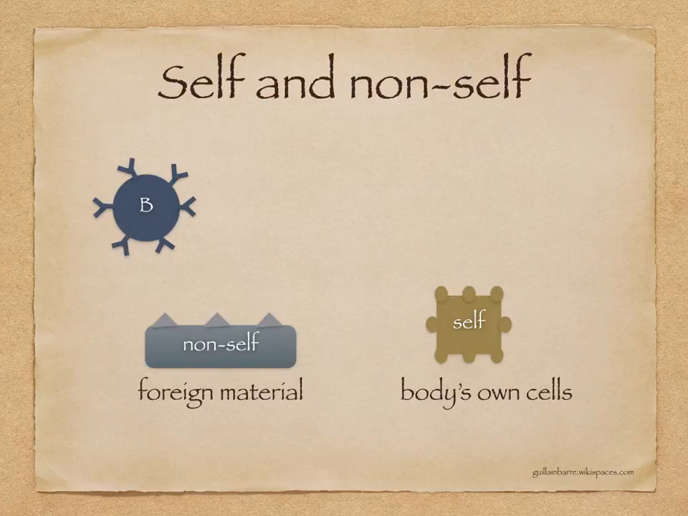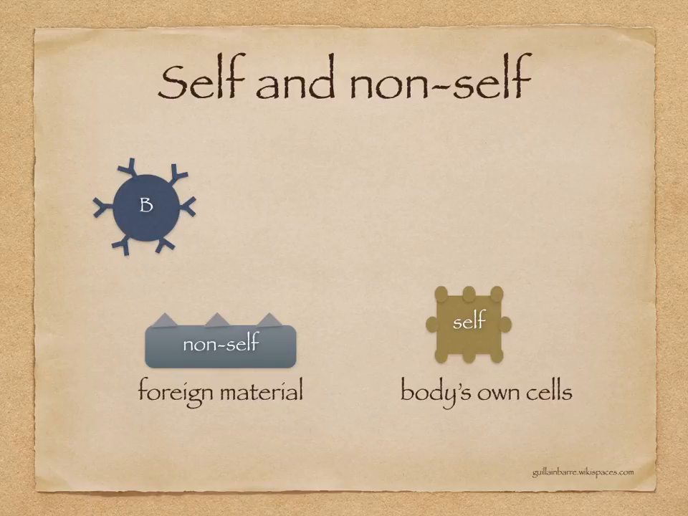Now, to be able to defend the body from invasion by foreign material, B lymphocytes must be able to distinguish between the body's own cells, which you can see on the right, and chemicals on the left. So the body's own cells are called self cells, and foreign cells are called non-self cells.